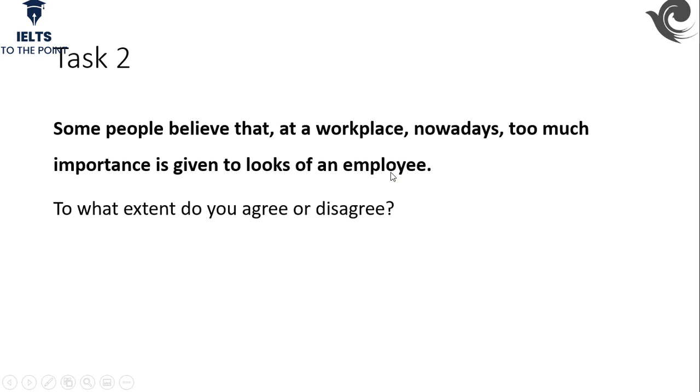So the boundaries could be: yes, too much importance is given. That means, in brackets you can say, it means actually that employers should not bother about the looks of an employee. That would be your boundary 1. Understand? Okay, let me type it so that it will be more clear for most of you.